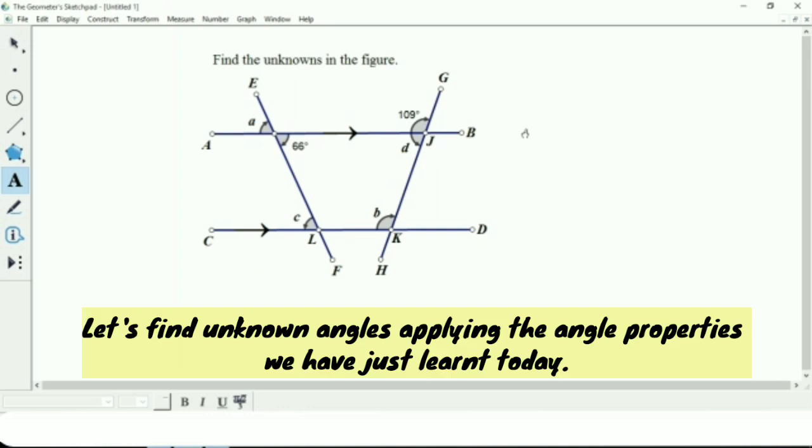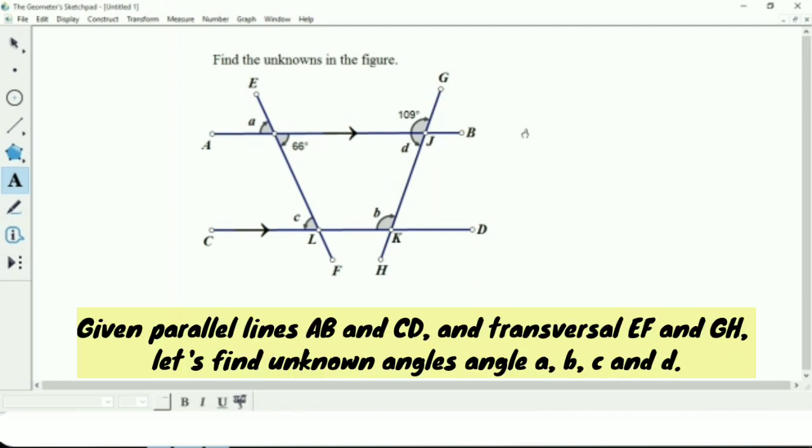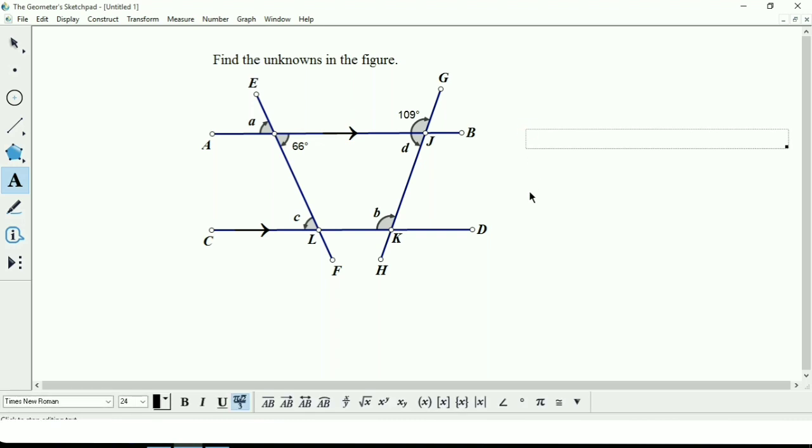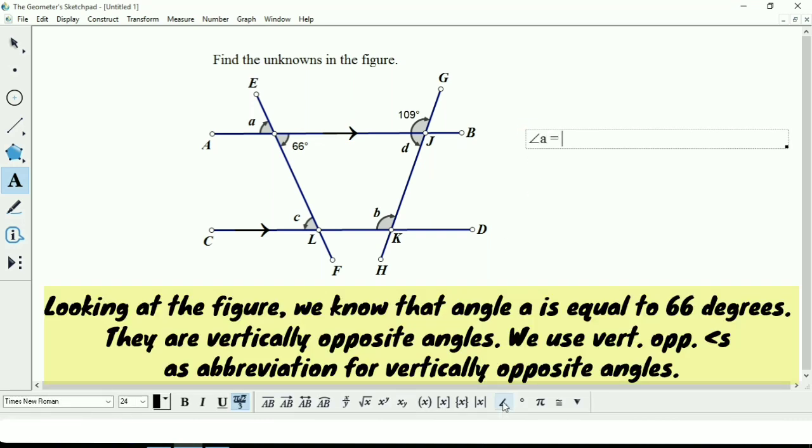Let's find unknown angles applying the angle properties we have just learned today. Given parallel lines AB and CD and transversals EF and GH, let's find unknown angles, angle A, B, C, and D. Looking at the figure, we know that angle A is equal to 66 degrees. They are vertically opposite angles. We use vert-op angles as an abbreviation for vertically opposite angles.